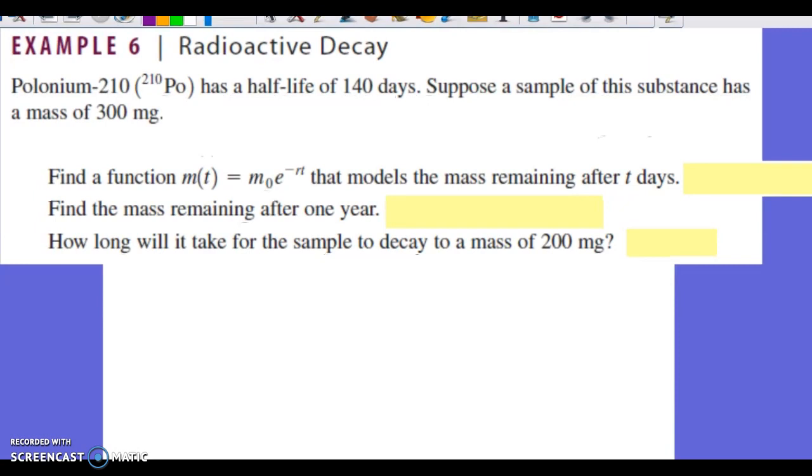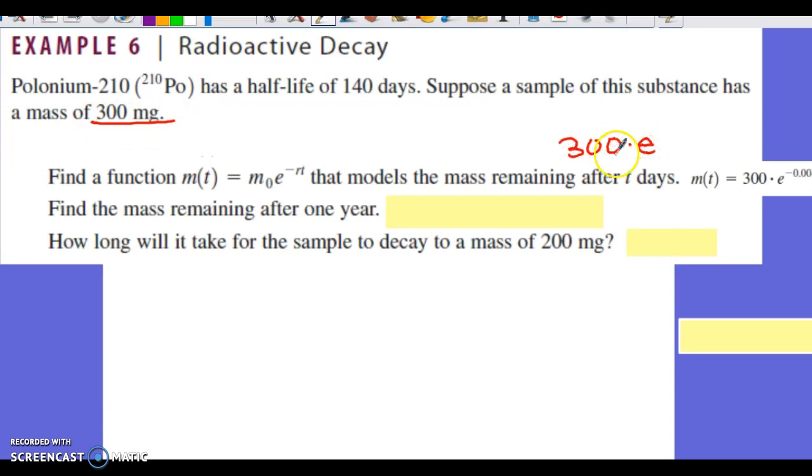So we have this element, and we know its half-life is 140 days, and the sample size is 300 milligrams. What we want to do is create an equation that's going to represent this situation. So your m sub 0 is your initial amount. In this case, it's 300. It's the initial amount that you're starting with.